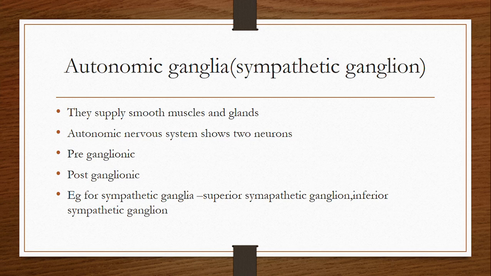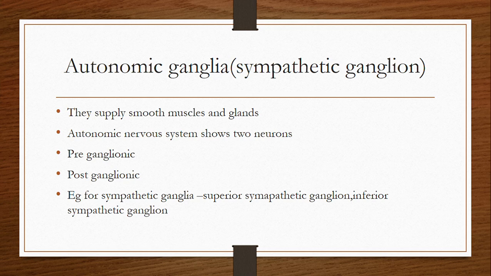The autonomic ganglia majorly supply the smooth muscles and the glands. The autonomic nervous system shows two types of neurons. These terms are familiar already: preganglionic and postganglionic fibers. Preganglionic means the fibers arise from a nucleus present in the central nervous system, and pass towards a ganglion present in the peripheral nervous system.